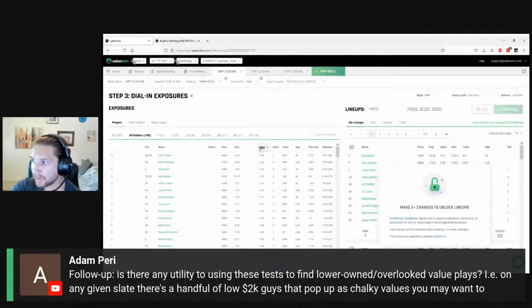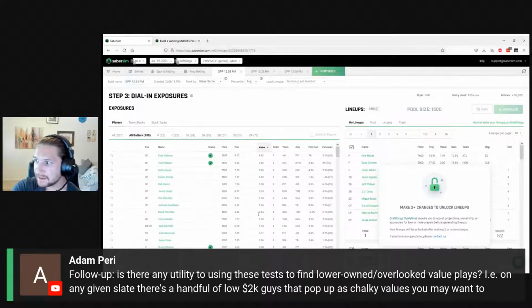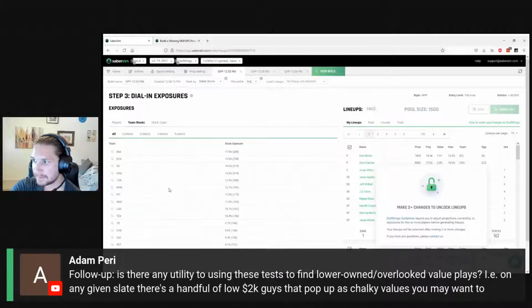I think the point that is made here is that by running these builds, you will see how a traditional optimizer can tend to overuse or overweight a player that has a high mean projected outcome, even if they are unlikely to show up in a great deal of optimals. So that I think is a good summary there.